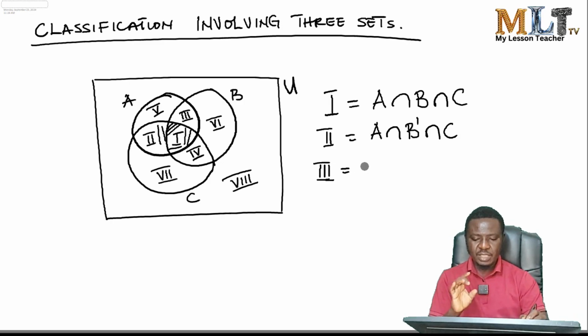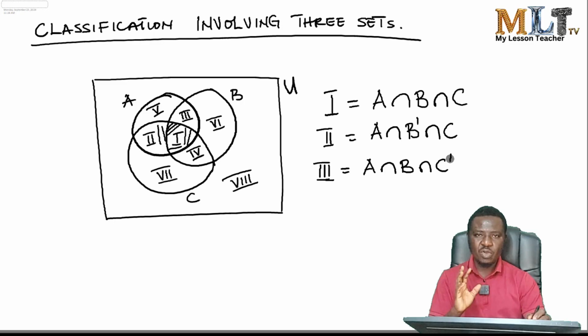While region 3 is said to be a region that contains elements that can only be found in A and B, and so therefore this can be written as A intersection B intersection C prime. Of course, you know the reason why C is primed, simply because those elements can be found only in A and B.